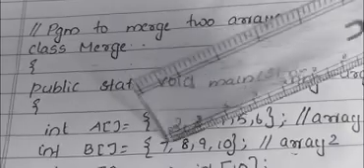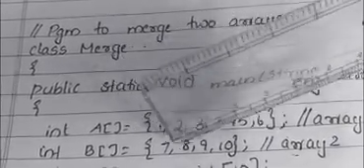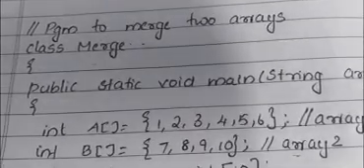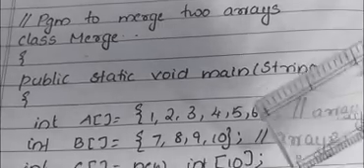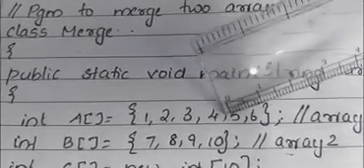The second array is int b. B is the second array, of integer type. The elements in the array are 7, 8, 9 and 10. This is the format of assigning array elements to a single dimensional array. This is array 2.